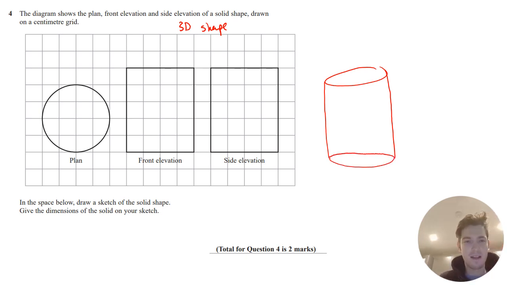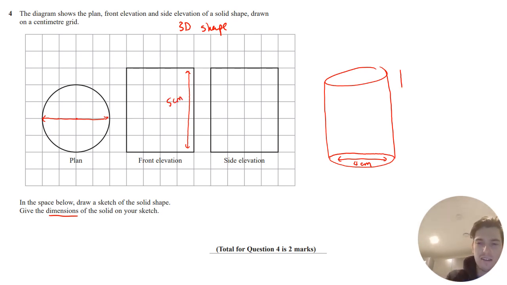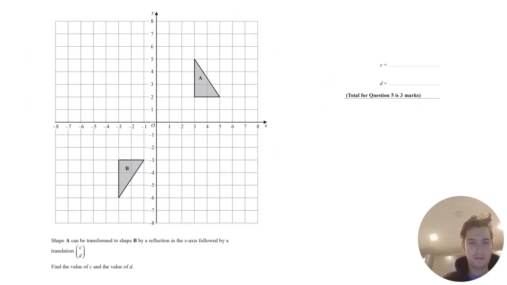There is a cylinder. And let's think about what dimensions I need to draw on here. So if I think about the diameter of the circle, that is 1, 2, 3, 4. So I can put that here, 4 centimeters. And then the front and side elevations, well, I'm going up by 5 both sides. So if I look at it from the front or the side, the cylinder has a height of 5 centimeters. So that is all I would need to draw on that cylinder. Let's keep going.